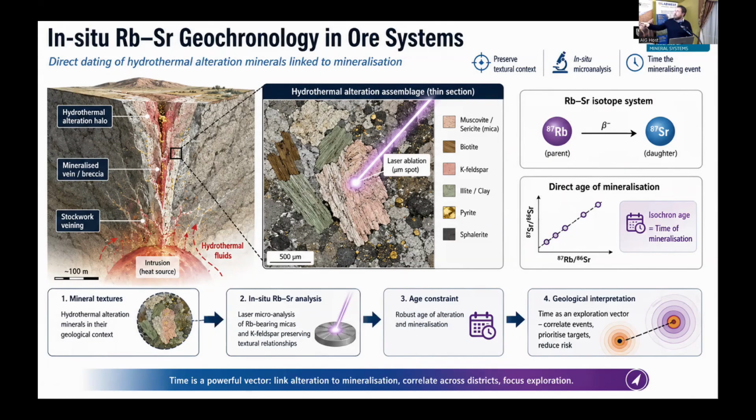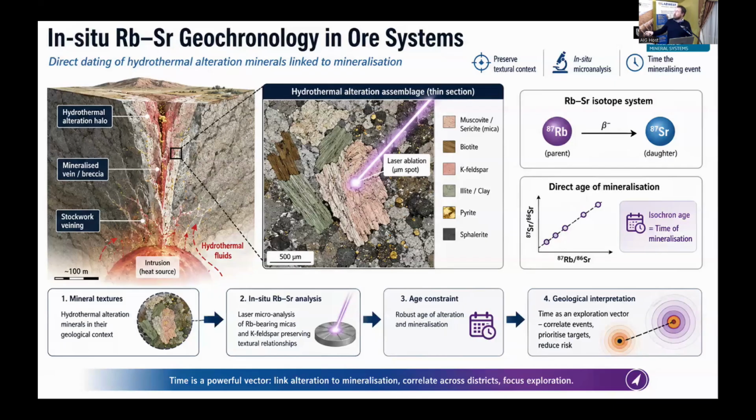So it's a technique that's based on the decay of rubidium to strontium. So it's an isochron technique. An isochron technique basically means as time progresses, the slope of this regression will change. So at time 0, it'll be a flat line. As time progresses, it migrates upwards. So the slope gives us age.